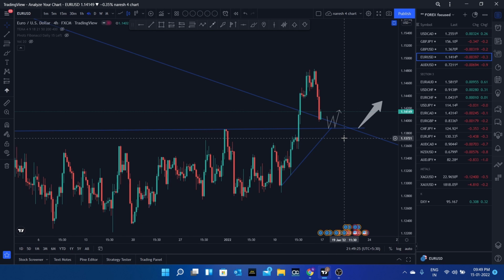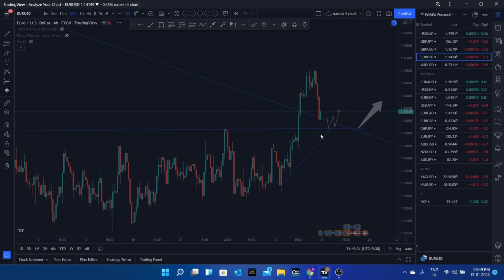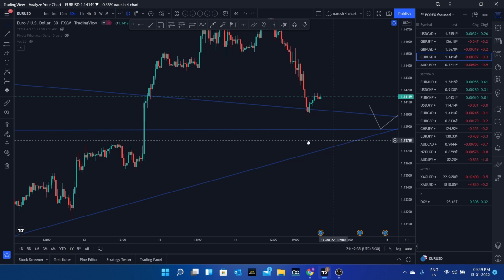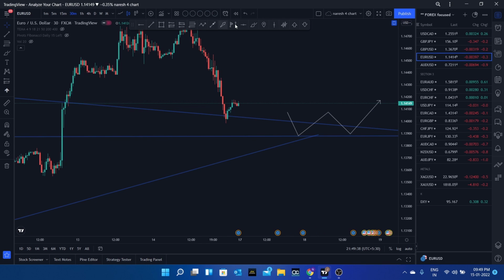Don't rely only on support and resistance, just wait for some kind of double bottom or double top, any kind of pattern, and go with the lower time frame. If it is forming something like this, that will be your resistance. So if it breaks this, you can go for long entries, guys.